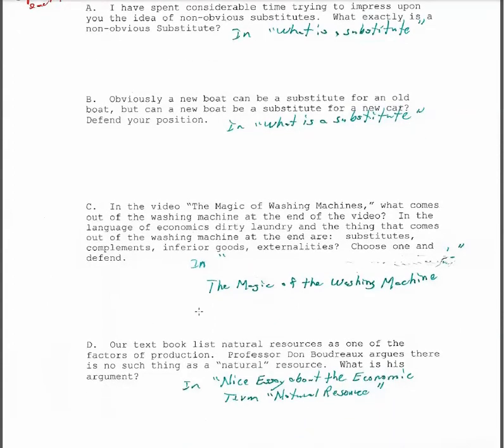And the third one was about what comes out of the washing machine in that video, The Magic of a Washing Machine. And what comes out is books. And the guy was trying to make the point that a washing machine frees up labor time for people to do other things. And in his particular case, the mother was going to read books to their children. So that's all you really needed to get full credit. And you should watch that video, The Magic of Washing Machines. It's in the course documents.